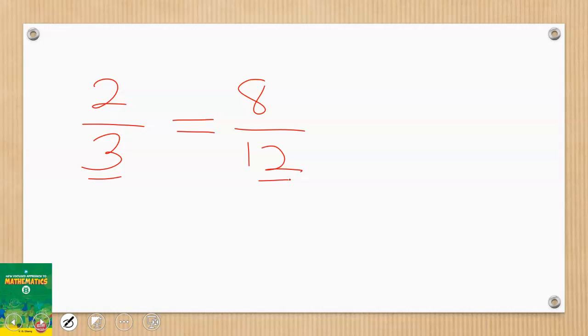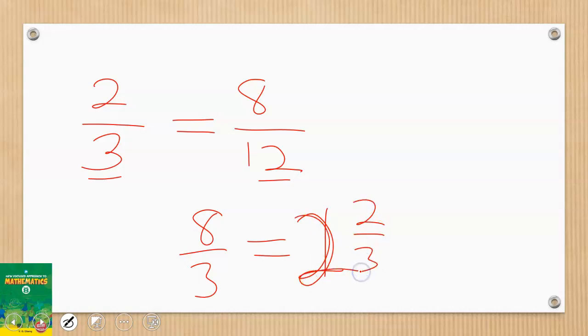Then again, if I have something like 8 divided by 3, we call this an improper fraction. And this improper fraction can be converted into 2 whole number 2/3. That means 2 2/3. Okay, 2 2/3 becomes the mixed number or mixed fraction of this improper fraction.